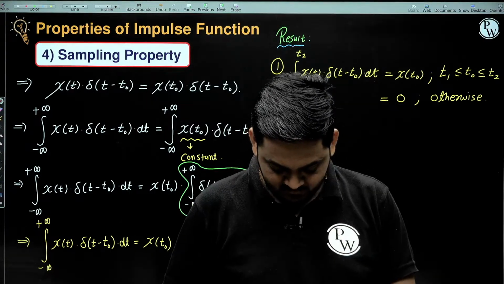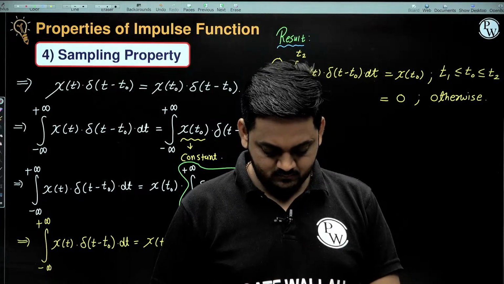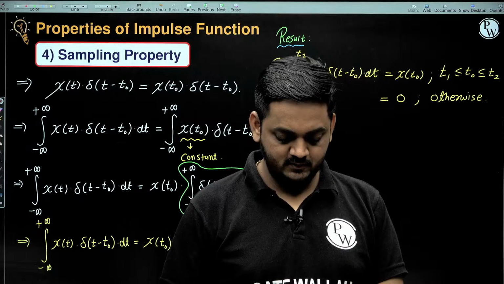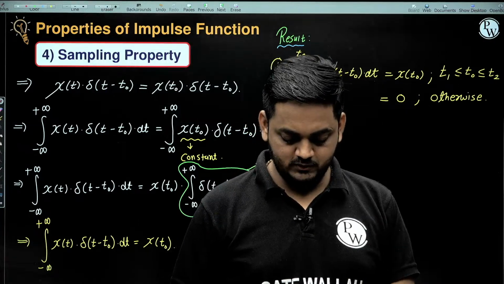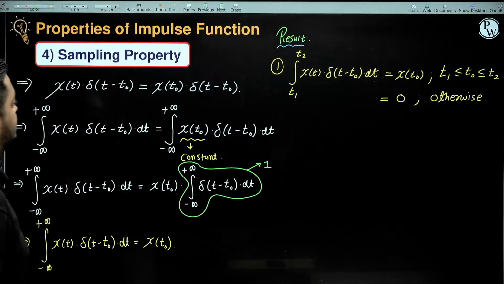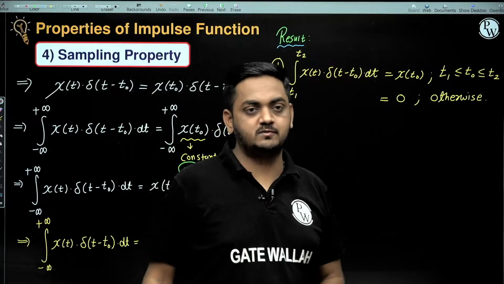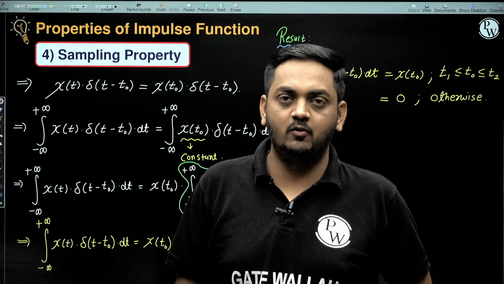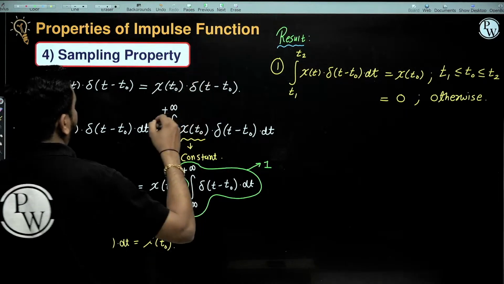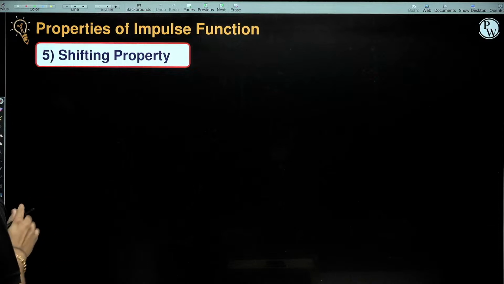Fine. Okay, is this clear? I hope all the students are getting what I am saying. This is a very important result, and don't worry, we will solve a number of questions based on these properties. This is the sampling property; in the sampling theorem we will use this property. Now the next property is the shifting property, guys.